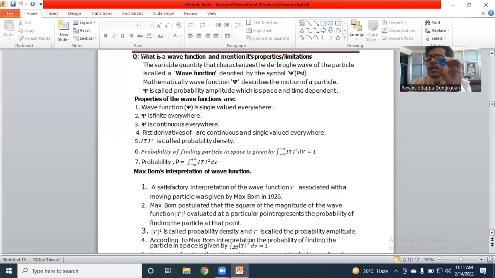Probability means, see, any one particle is here. If it is having positive value, then you will get it here. This value is this, this value is this. There is one meter on the axis, fifth meter, sixth meter, eighth meter.